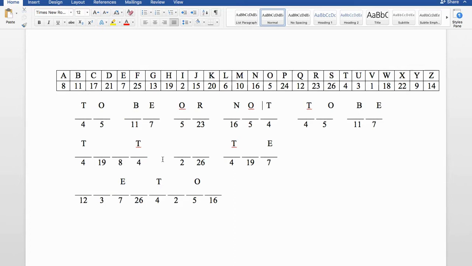Let's see if there's any more N's. There is. All right, to be or not to be. And so this 19 is an H. So I'm going to put that in here. There's one down here as well. Follow those.